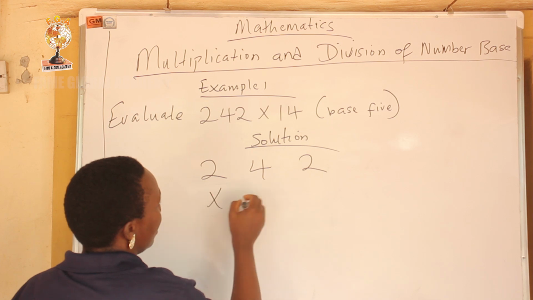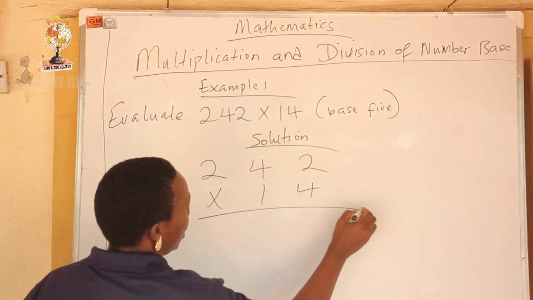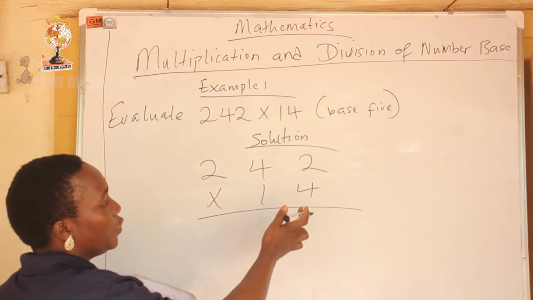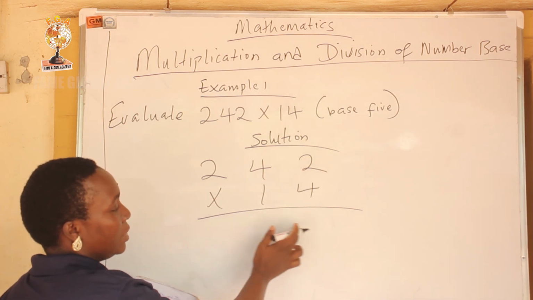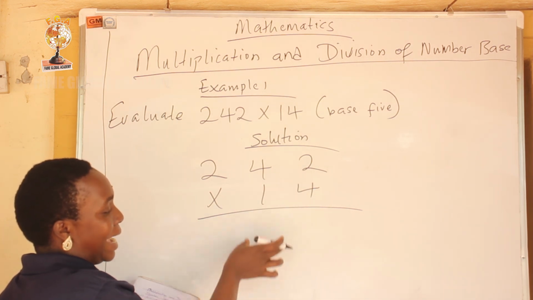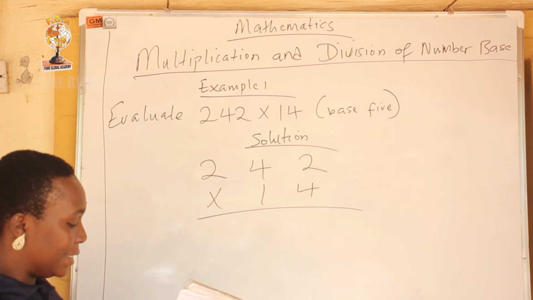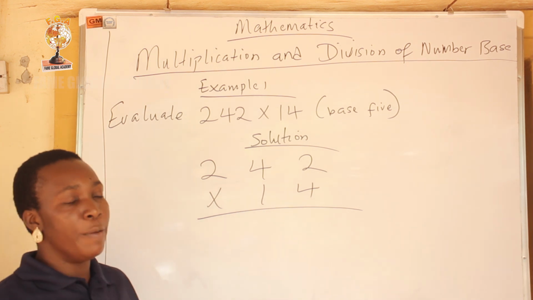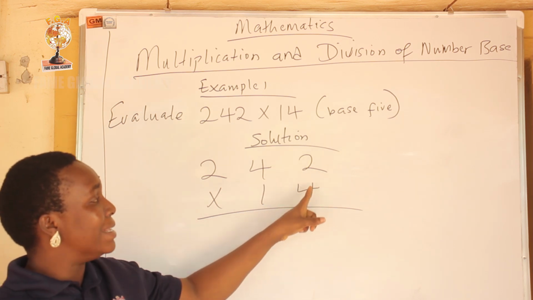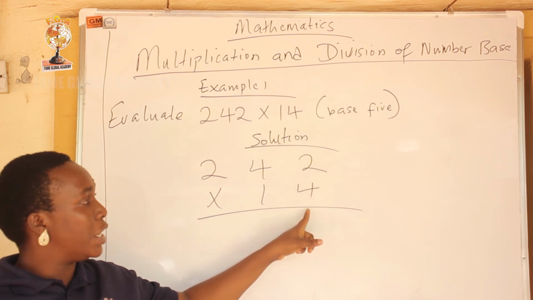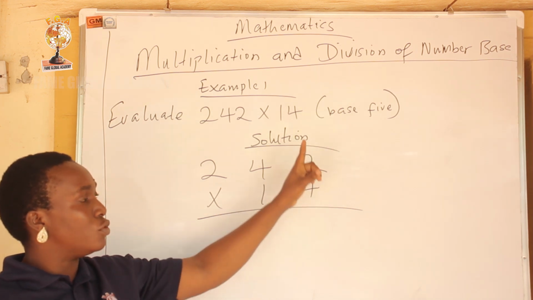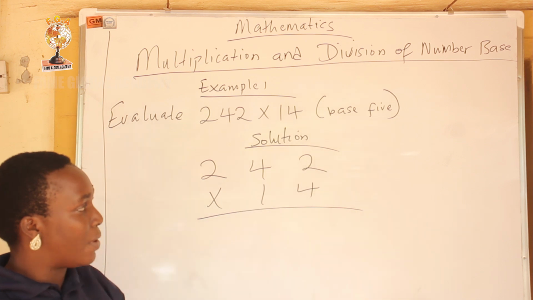242 times 14. Okay, so just like the way we do our normal multiplication too, we first of all use 4 to multiply, you get an answer. You use 1 to multiply, you get another answer. Then you add the answers together. So that's exactly what we are going to be doing. But remember, we are working in base 5. So since we are working in base 5, none of our answers should be up to 5. If we get an answer that is up to 5 or bigger than 5, we have to subtract 5 from it and write our remainder.